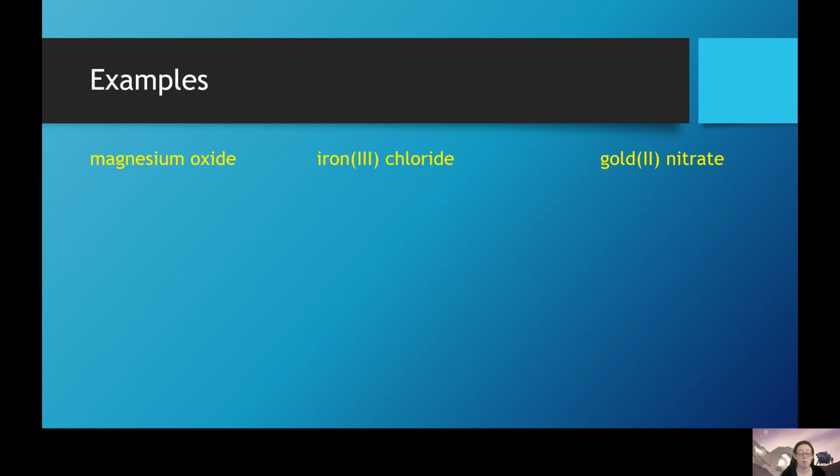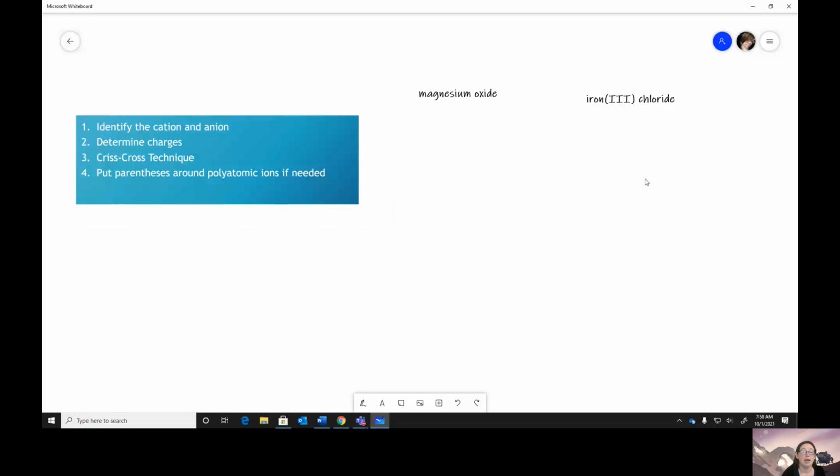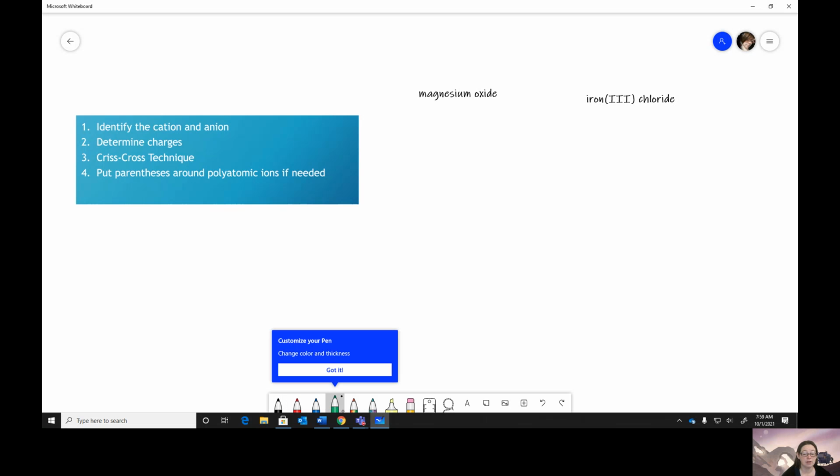So we're going to go ahead and just pull up a whiteboard, and then I'm going to shift over to that screen for sharing. Okay, I copied our steps over and our examples, and we're going to start. So when you're identifying cations and anions, the first thing to remember is that the cation is always the first word here, so it'll always be magnesium, iron, and then on the next example it'll be gold. The second thing is determining your charges.